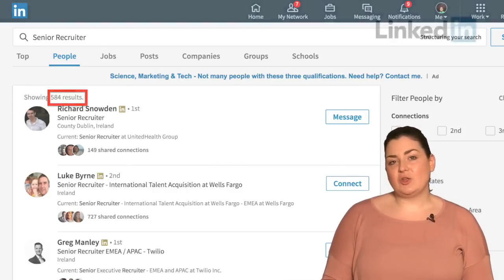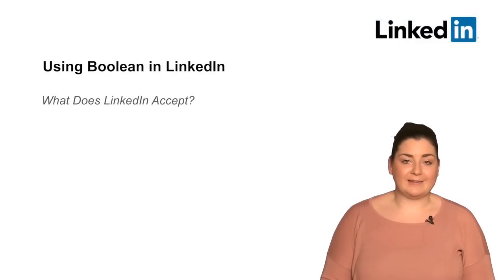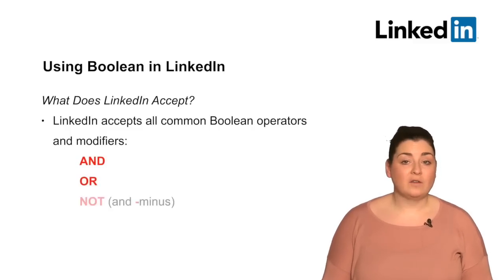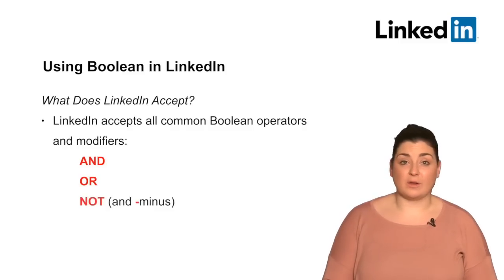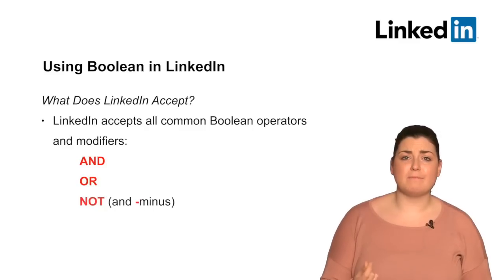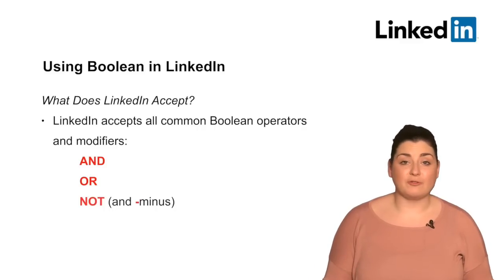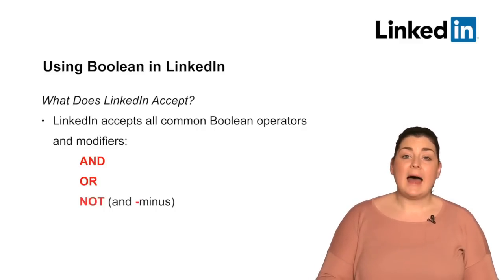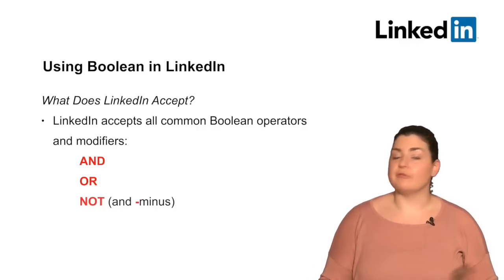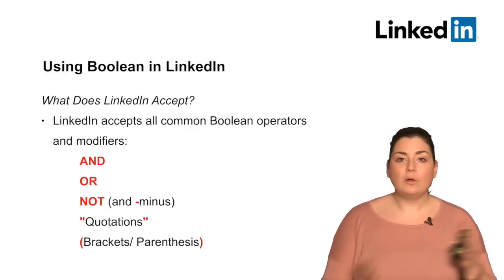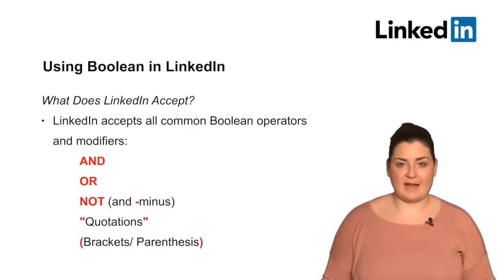So when it comes to using Boolean operators within LinkedIn, it still accepts the very, very normal Boolean operators that it always has. In other words, I can search AND, OR, and NOT. I can also use a blank space for AND. And I can also use the minus symbol as a replacement for NOT. So that leaves me with only having to write out OR every time, and putting a minus before the keyword that I want to remove. So very, very simple. It also accepts quotation marks and brackets or parentheses. So all of this so far is exactly the same as it always has been.